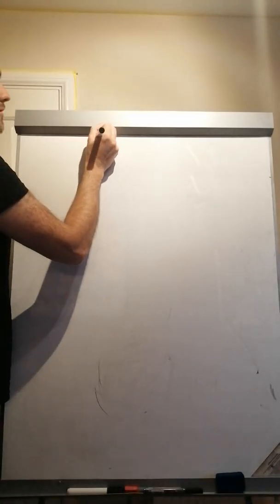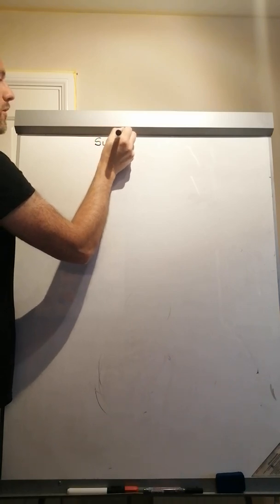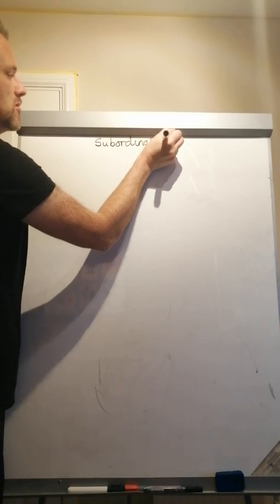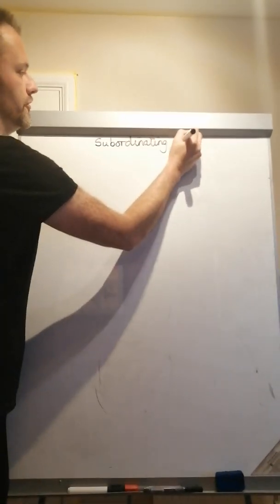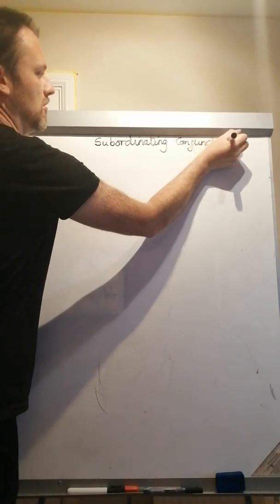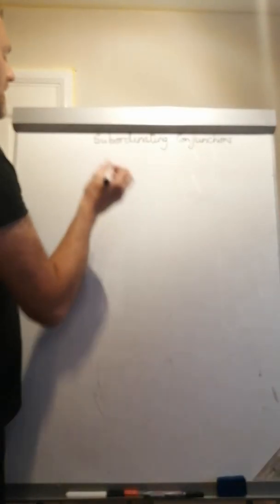Okay, Chesil class, year twos, we're going to look at something called subordinating conjunctions. Let's hope my pen lasts.